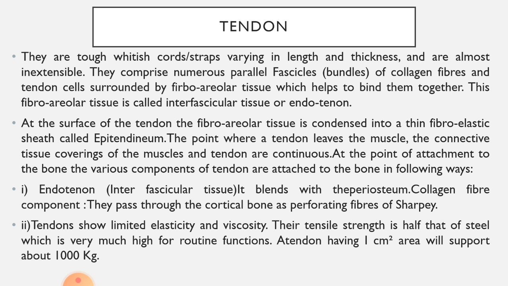Their tensile strength is half that of steel, which is very much higher for routine functions. A tendon having 1 centimeter square area will support about 1000 kg. So tendons not only allow a limited movement or help in bending around the joints, but because it is inextensible, it also is responsible for the weight bearing.